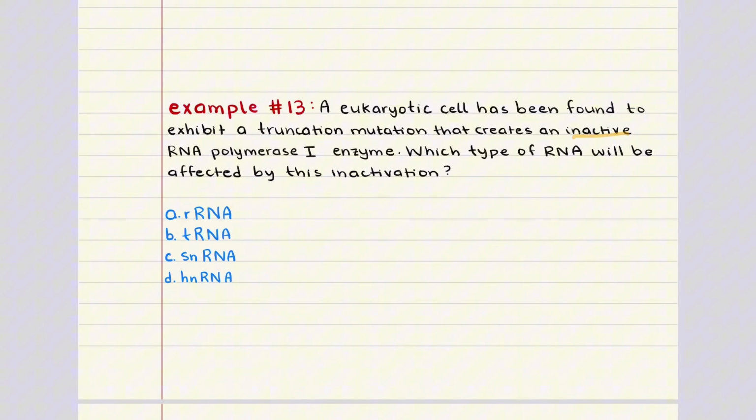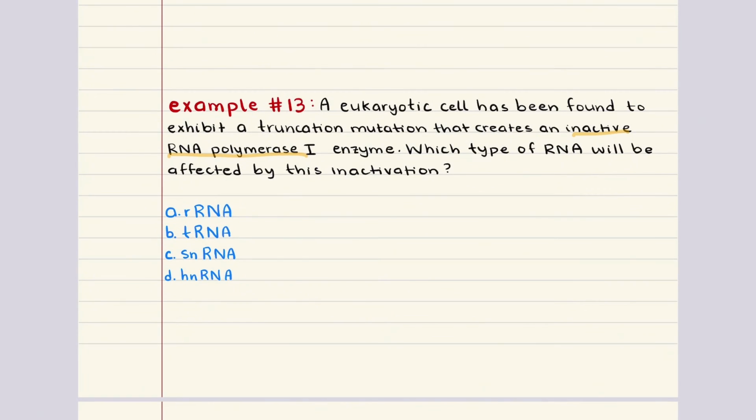Problem 13 says, a eukaryotic cell has been found to exhibit a truncation mutation that creates an inactive RNA polymerase I enzyme. What type of RNA will be affected by this inactivation? A says ribosomal RNA, B says transfer RNA, C says small nuclear RNA, and D says heterogeneous nuclear RNA.